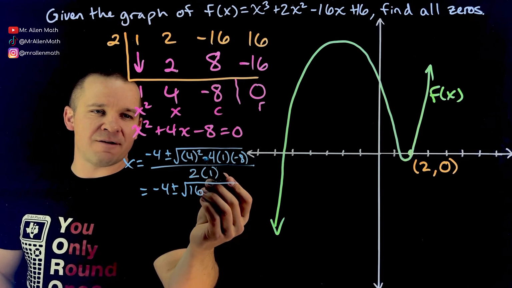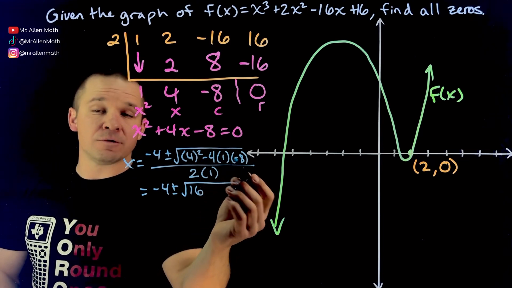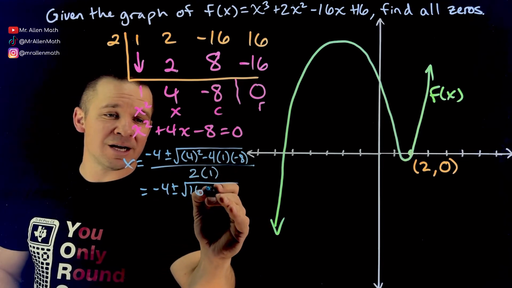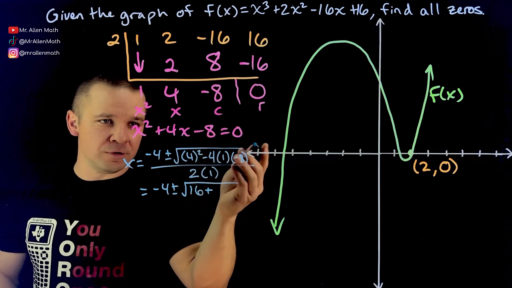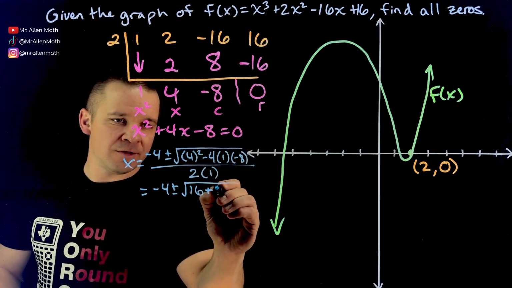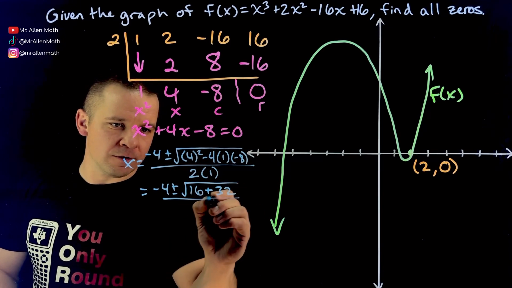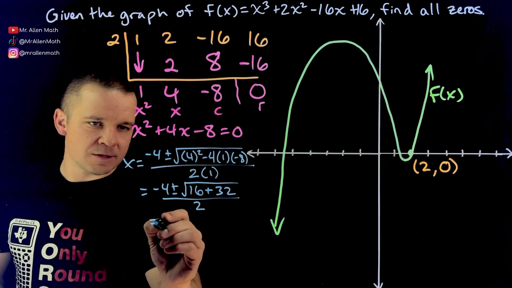I'm going to see that I have negative, positive, negative. Two negatives make it positive, so I know this is addition here. And then I'll do the numbers. 4 times 1 times 8, that's 32, all over 2. Let's continue.